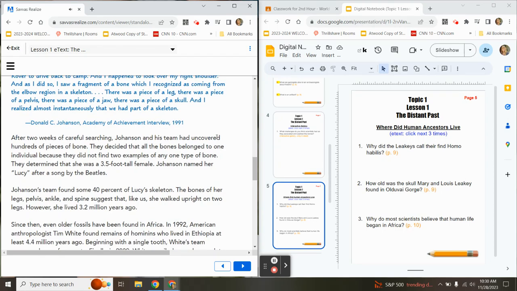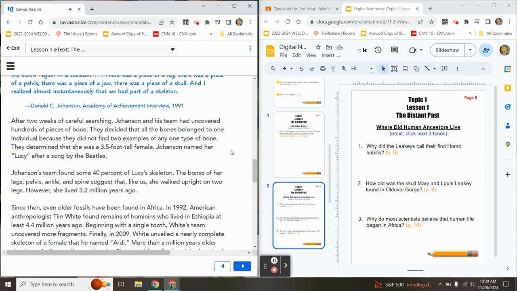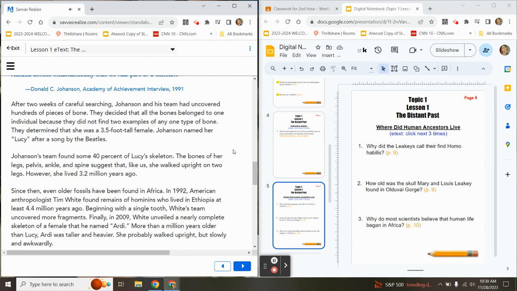After 2 weeks of careful searching, Johanson and his team had uncovered hundreds of pieces of bone. They decided that all the bones belonged to one individual because they did not find two examples of any one type of bone. They determined that she was a 3.5-foot tall female. Johanson named her Lucy, after a song by the Beatles. Johanson's team found some 40% of Lucy's skeleton.